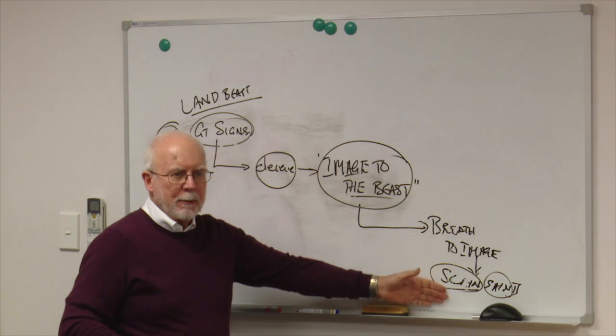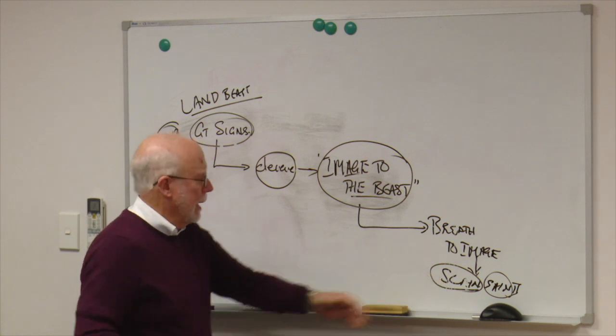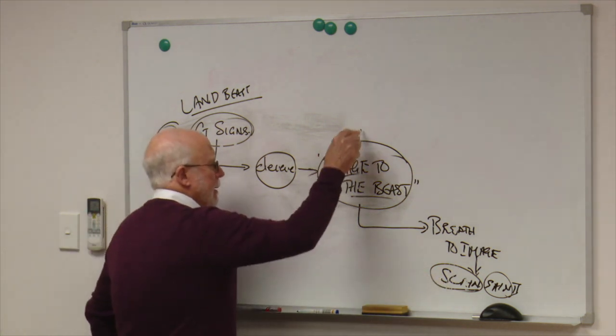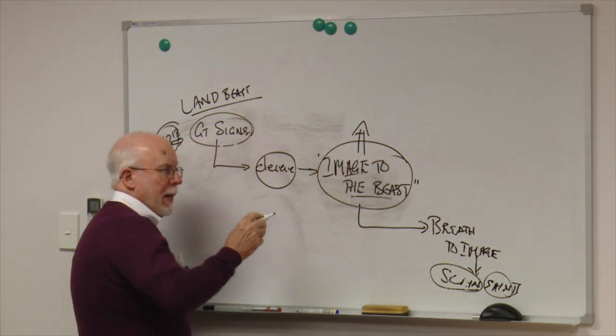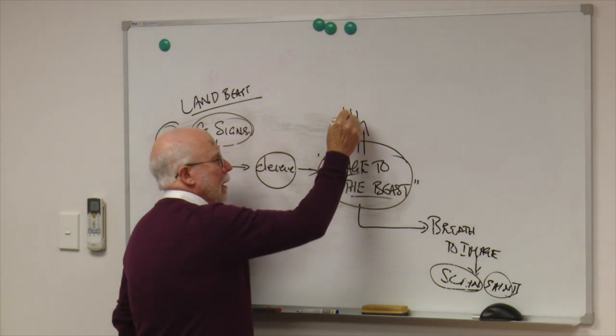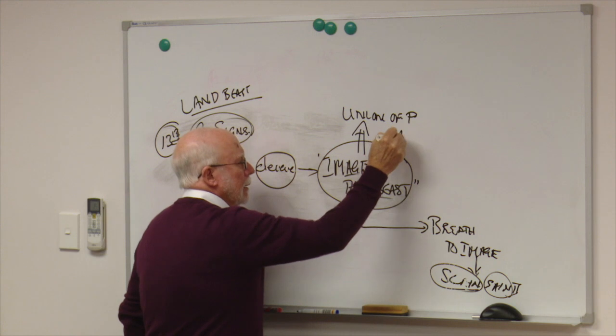Why would it do that? Why not? If the beast is already there. Yeah, but he's wounded. He's wounded, and these are steps he's taking towards the healing of the wound, the starting of the second period of persecution. Are we clear on this? And so this image to the beast, I think, notice I said I think, will come about as a result of union of Protestant churches.